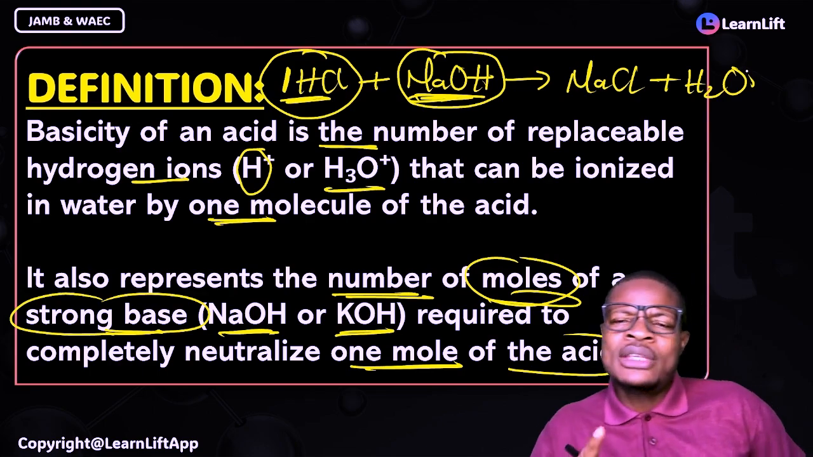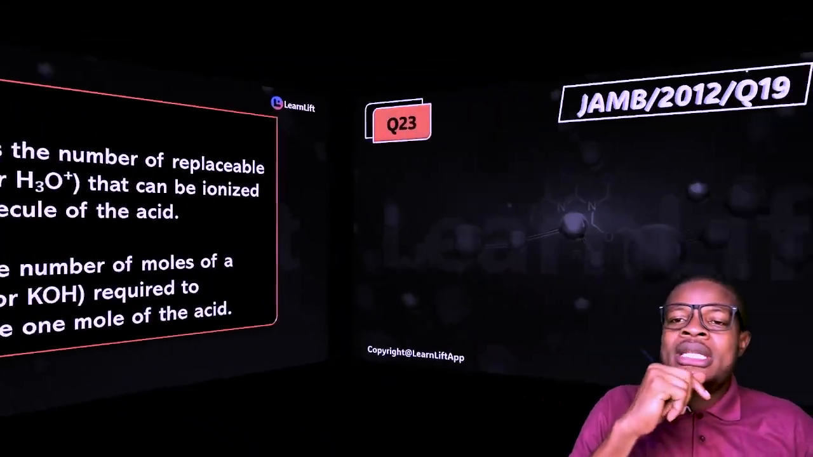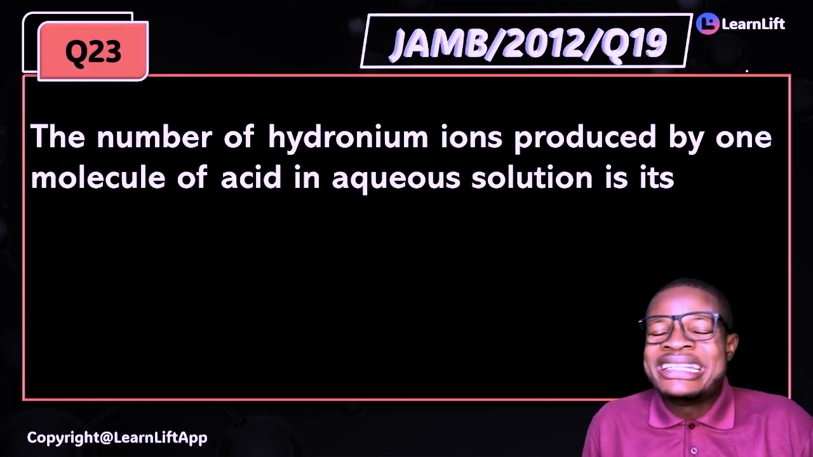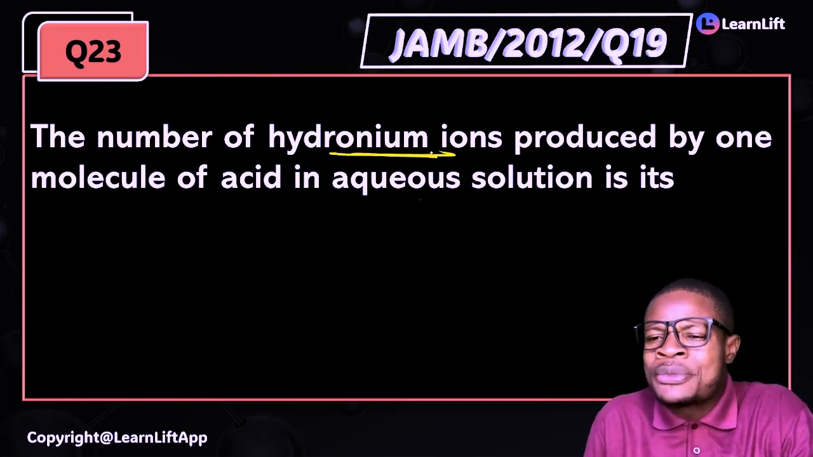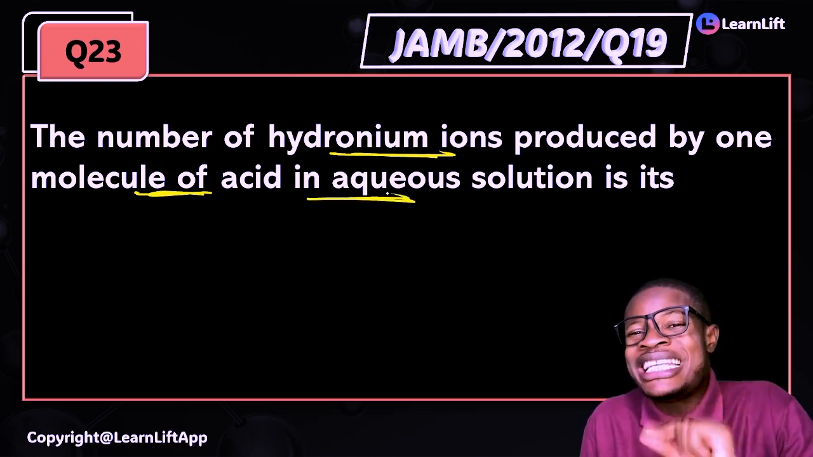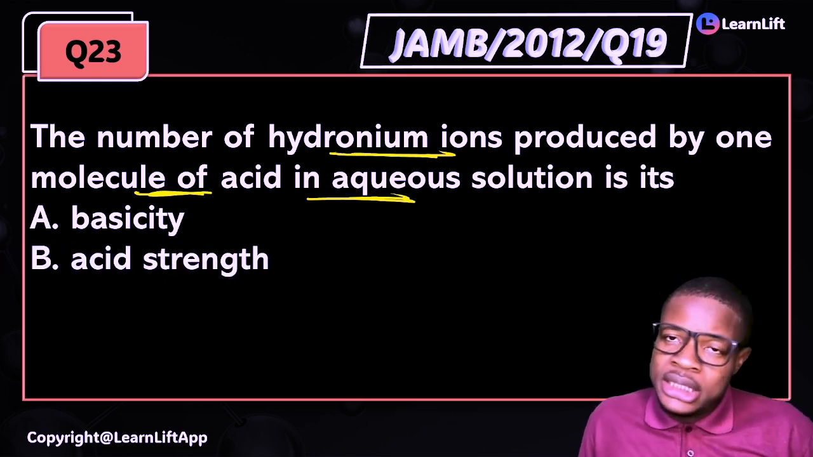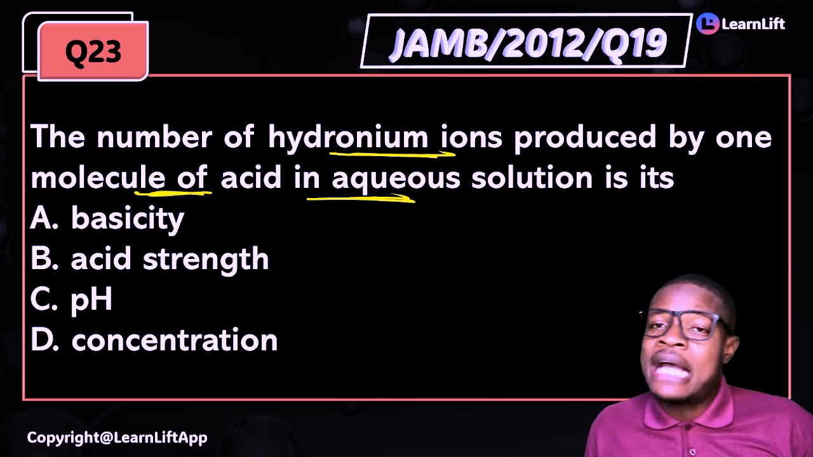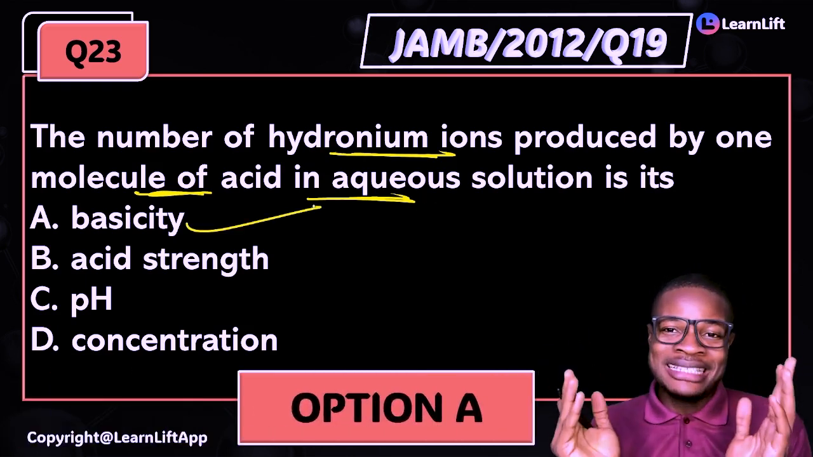If you understand that and you get it to the core, as you move, you are going to get it more. But please understand this very fast. In 2012, they brought this question in question 19. The question says the number of hydronium ions that can be produced by 1 molecule of the acid in aqueous solution is its what? Option A, basicity. Option B says it is acid strength. Option C says it is pH. And option D says it is concentration. What is the answer? Basicity. Option A becomes the answer.